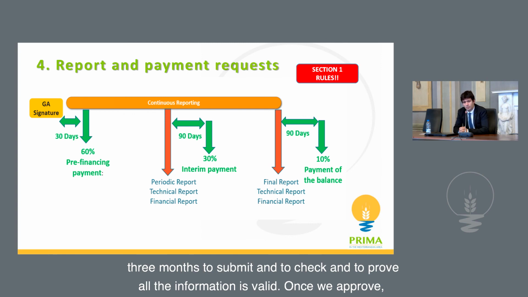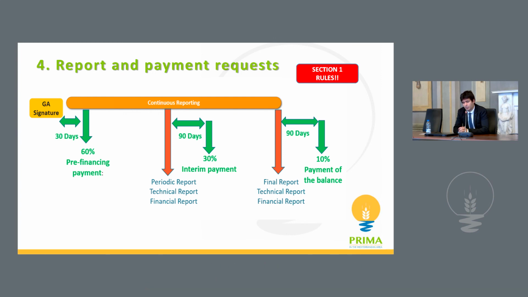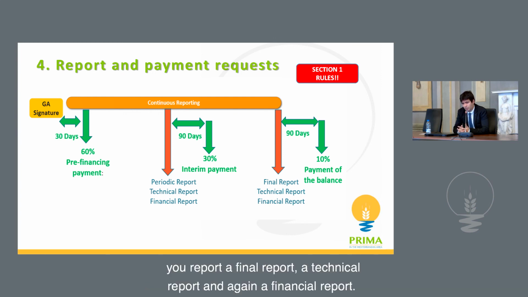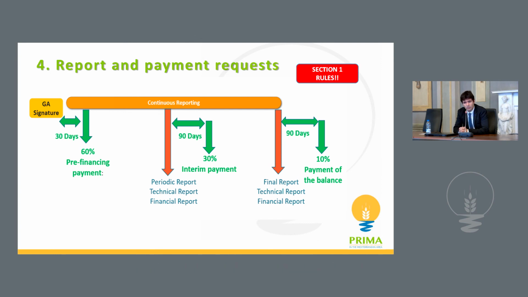Once we approve, PRIMA can pay up to 30% of the total grant amount, and at the end of the action, you submit a final report, a technical report, and again, a financial report. And if need be, and if all the costs are eligible, we can pay the remaining 10%, the balance of the total grant amount.